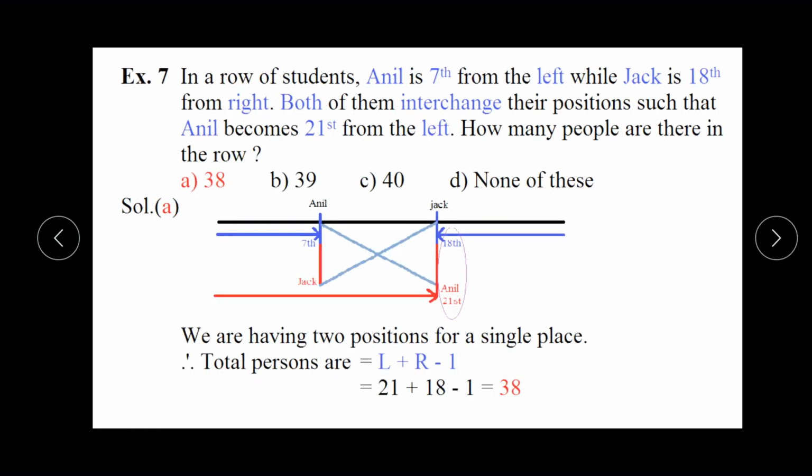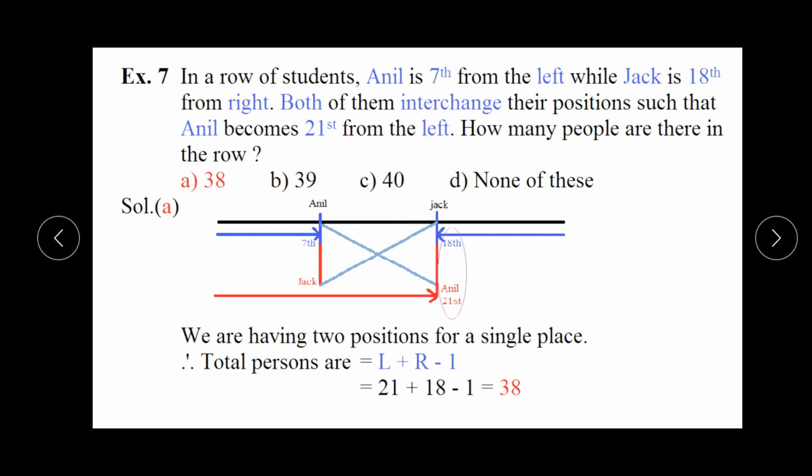The next example: in a row of students, Anil is 7th from the left, while Jack is 18th from the right. Both of them interchange their positions. After interchanging, Anil goes to the position of Jack and Jack goes to the position of Anil. The new position of Anil: because Anil is at the place of Jack, we can say that Anil is at the 18th position from the right. But it is given also that Anil becomes 21st from the left side.